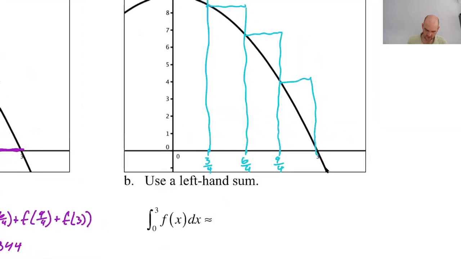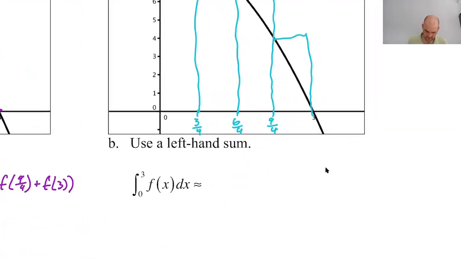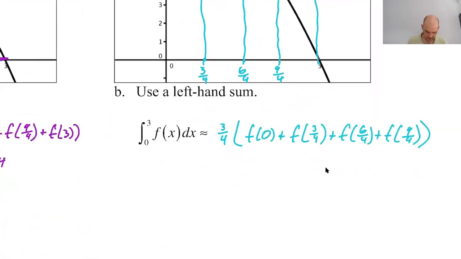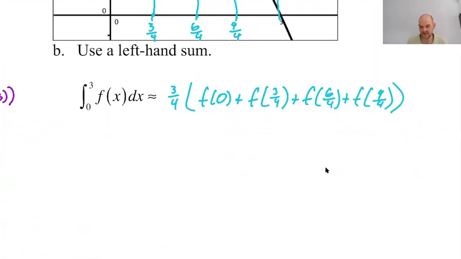Oh, that's gross. All right, so each has a base of 3/4, and then you actually do f of 0, f of 3/4, f of 6/4, and then f of 9/4. So can we write a summation for this? Yes, we can. So what do we want to do?